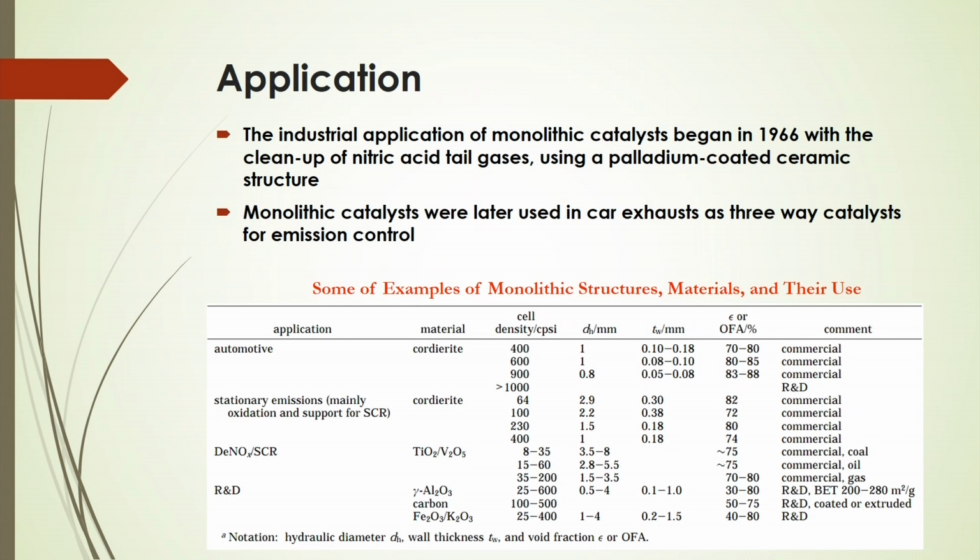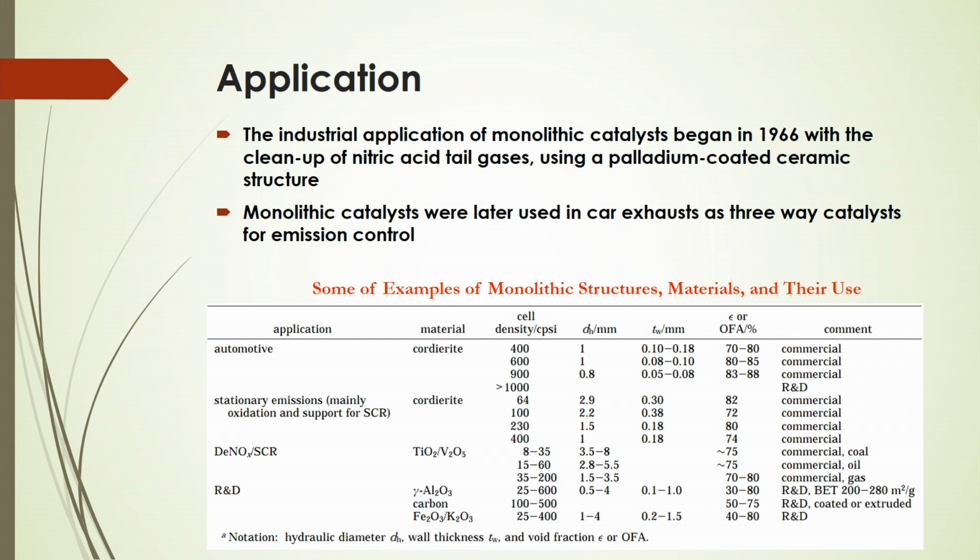Now, if we talk about the application of monolithic catalyst, you have to go to the earlier stage. In 1966, the first industrial application was the cleanup of nitric acid tail gases, which used a palladium coated ceramic structure. Such monolithic catalyst structures were later used in car exhaust as a three-way catalyst for emission control. So, in the earlier stage they actually used this monolithic catalyst for the cleanup of nitric acid tail gases.